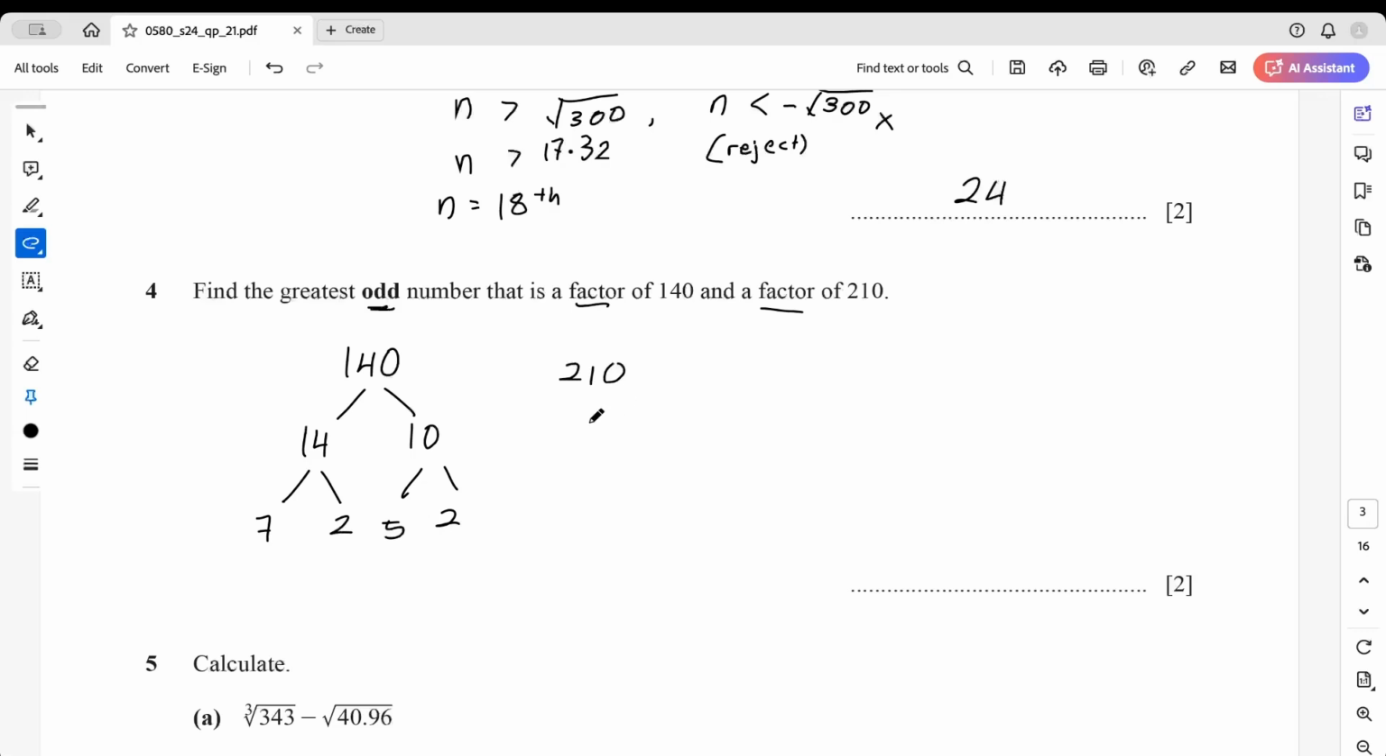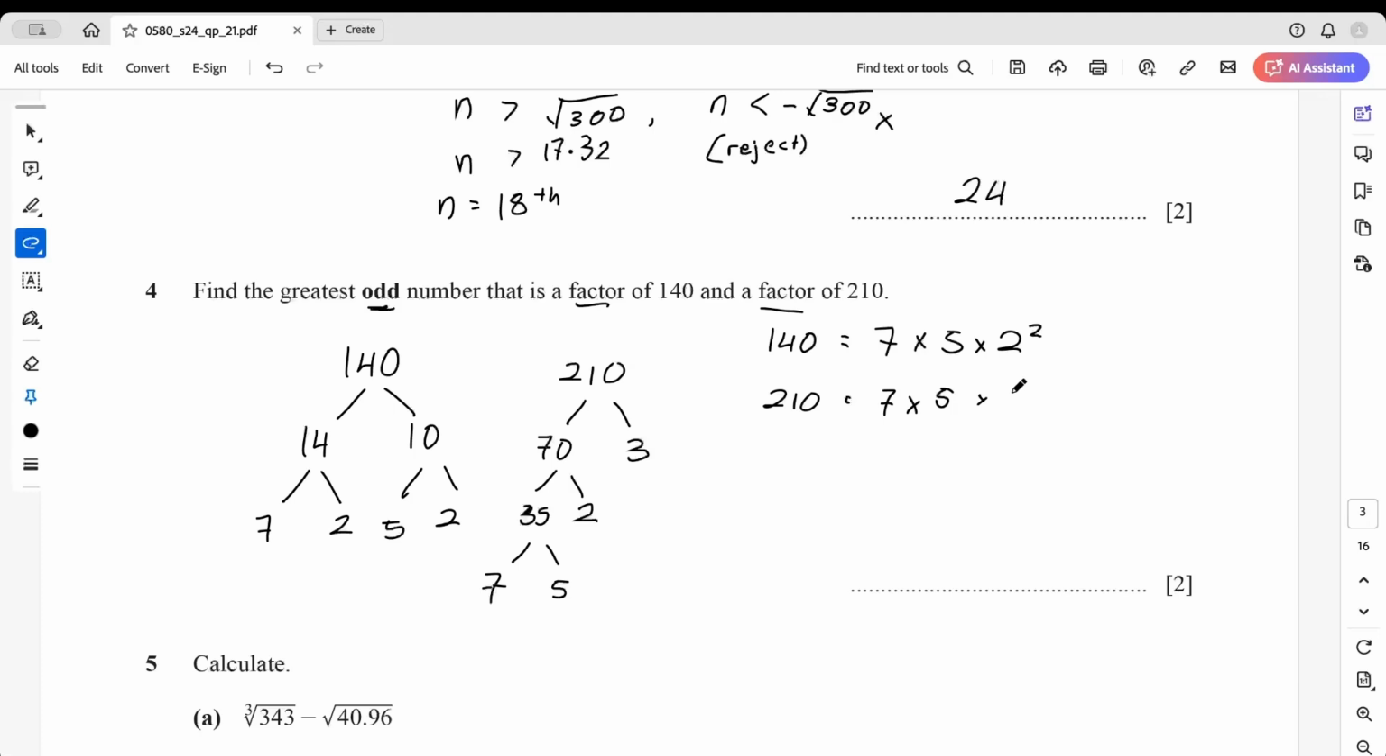Same thing to 210. I'm going to repeat. This is 70 times 3. 35 times 2. And 7 times 5. So expressing 140 and 210 as a product of its prime factors, I get 140 equals 7 times 5 times 2 squared, because I have two 2's over here. And for 210, I will get 7 times 5 times 3 times 2.